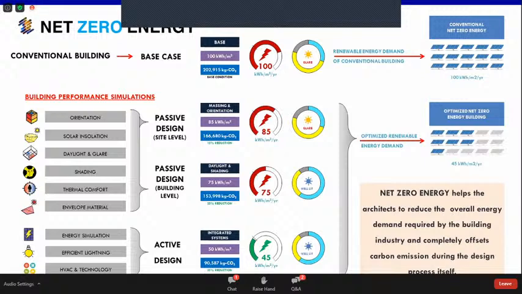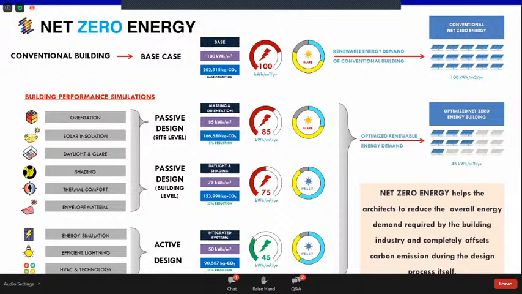Previously I told you we get comfort, but at what cost are we getting the comfort? Similarly, we can get the net zero building, but at what cost? With the help of these passive designs at the site level and the building level, there will also be an active design part, which will have the major weightage to get the net zero building. With those design strategies, we can achieve the net zero building at a lower cost itself.